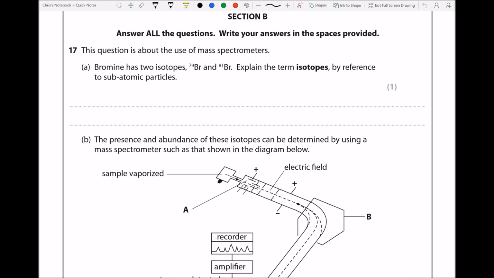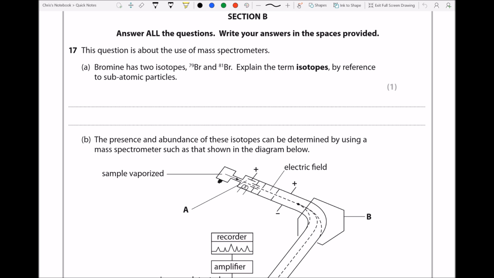So it says this question is about the use of mass spectrometers. Bromine has 2 isotopes, bromine 79 and bromine 81. Explain the term isotopes by reference to subatomic particles. Okay, right, you just got to know these definitions really. So an isotope is basically an atom with the same number of protons, but it has a different number of neutrons. So let's get that down on there.